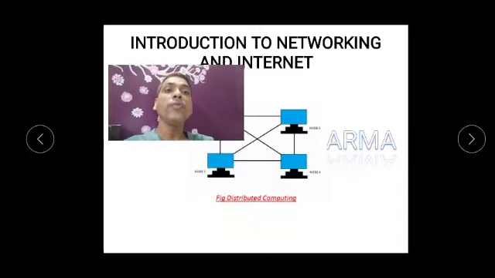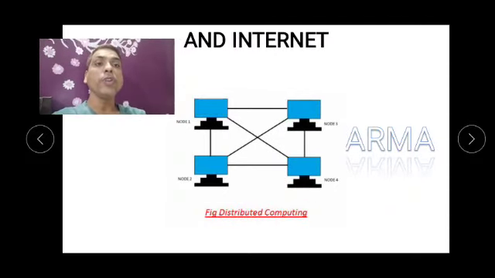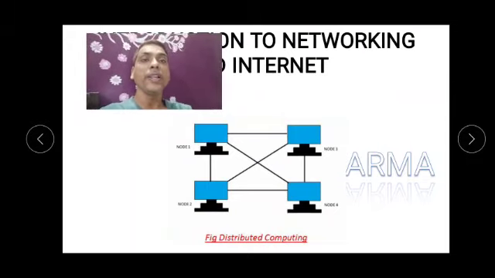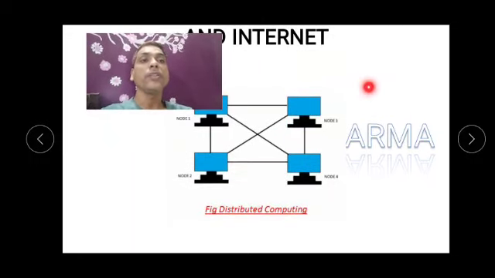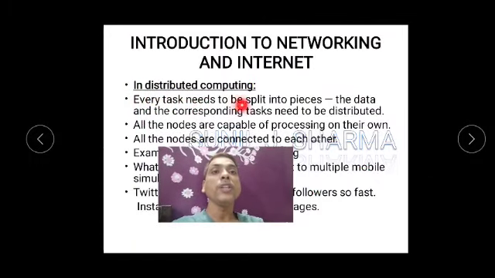Now we will go to the next concept, known as distributive computing. In distributive computing, everyone will be getting a fair chance. Like 25% of the work will be done by this node, 25% by another, and other nodes or the mainframe computers can use it. So work is distributed. Every task needs to be split into pieces, and the data in the corresponding task needs to be distributed. So they are just dividing the work among all the other computers.